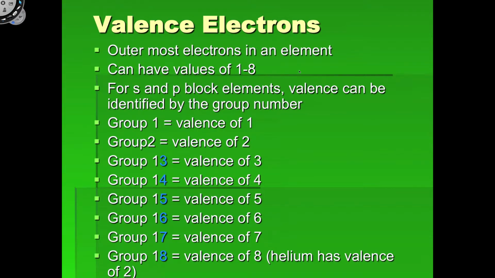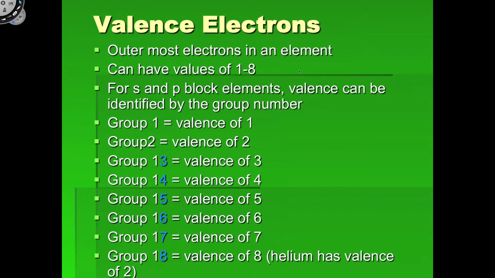Alright, so valence electrons are considered to be the outermost electrons in an element's configuration, in an atom's structure. And the reason they're so important is because the valence electrons determine how an element is going to behave. So let's just take a look first at the pattern.